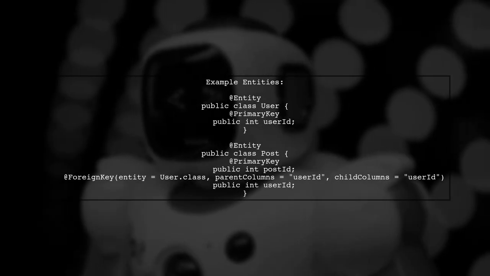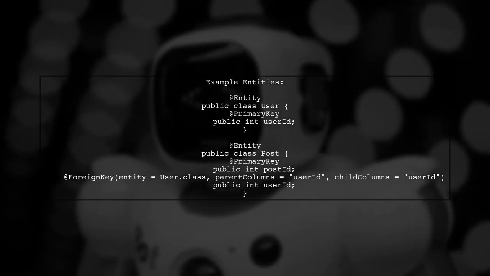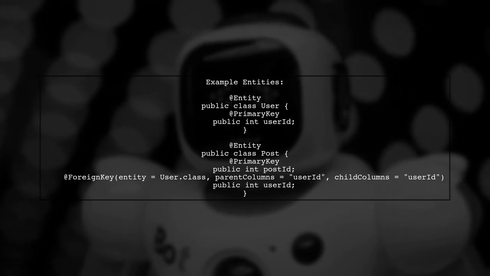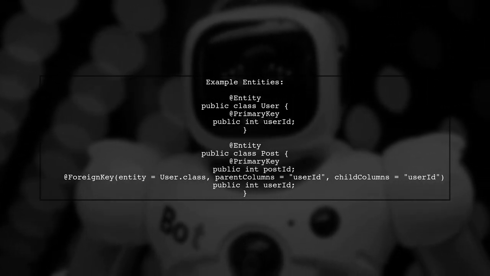Now, for a one-to-many relationship, you can simply add a foreign key in the child entity that references the parent entity. In this case, the post entity would have a foreign key that references the user entity, indicating which user created the post.